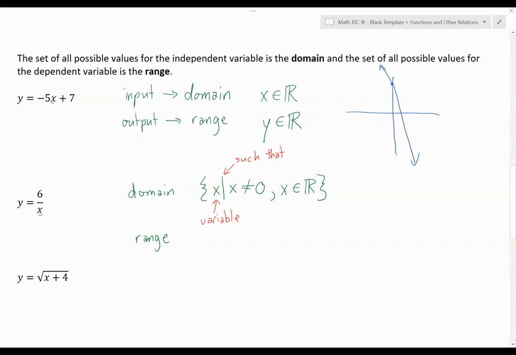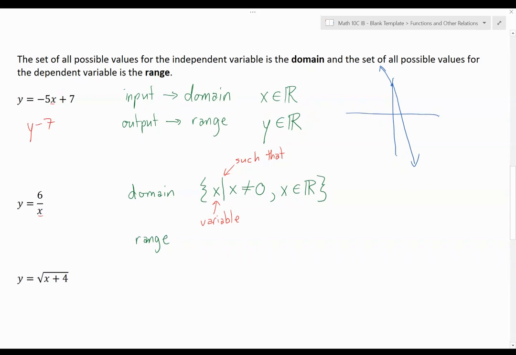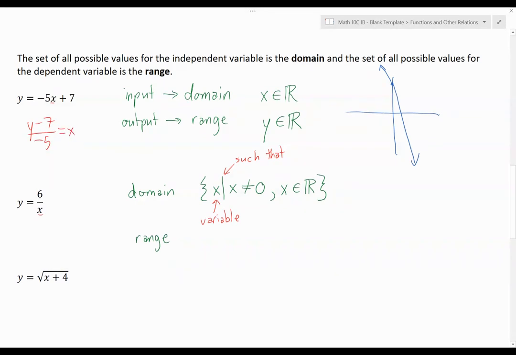So in the first instance, if I had said, all right, y minus 7 divided by negative 5, that is going to equal x. So then you imagine, if y were the input variable instead, would there be any restrictions on my input? No, there wouldn't be, because I can always subtract 7 from any number I get, and then whatever I have as a result, I can always divide by negative 5. So no restrictions there.